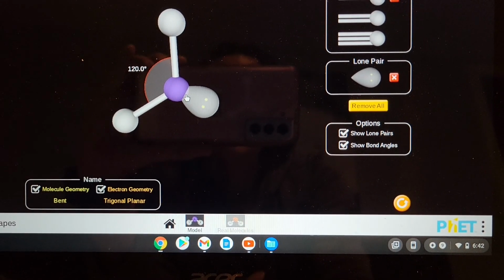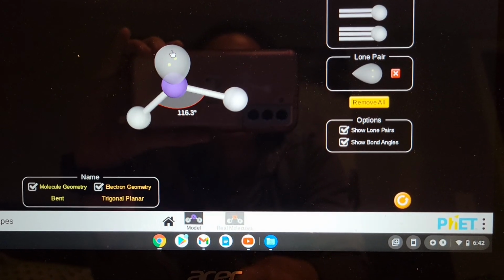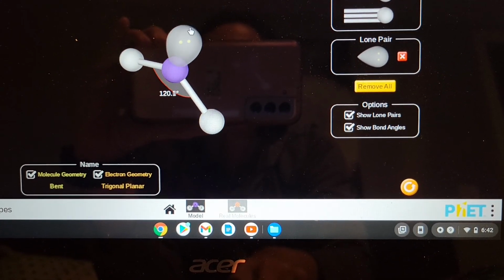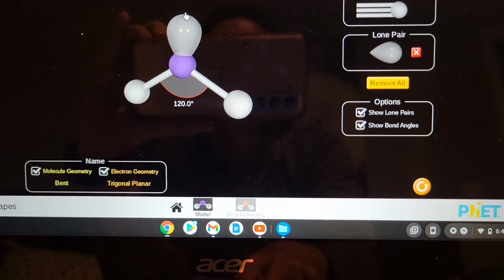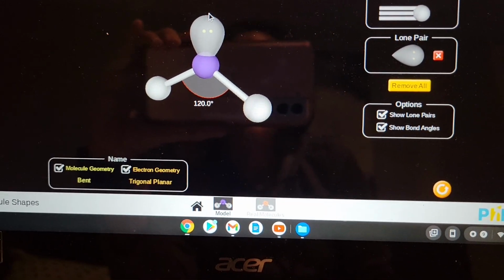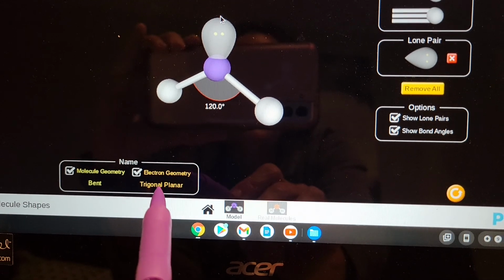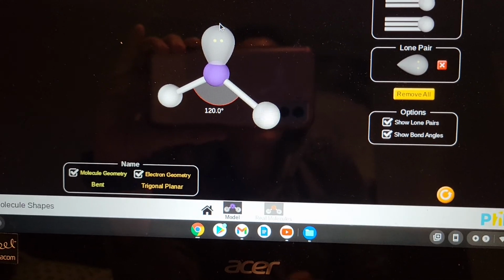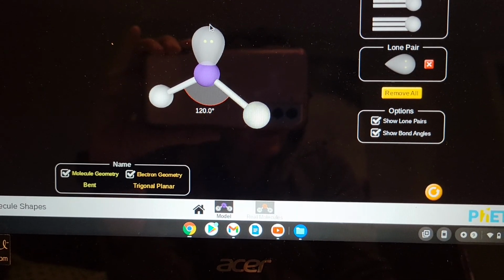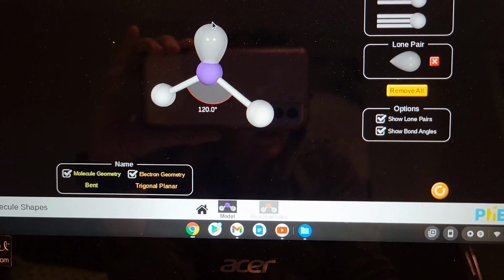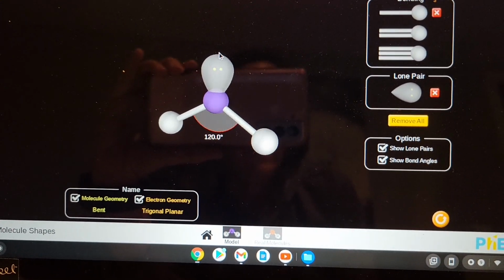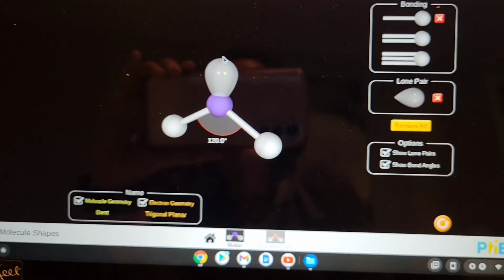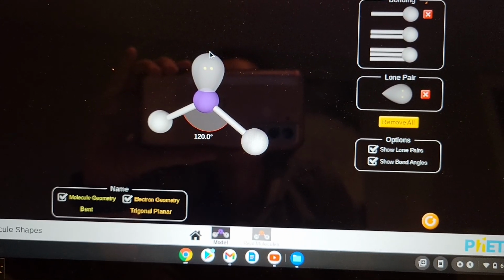Okay, so now we're going to go ahead and kind of move that around. Okay, so now if we look down at the bottom, our electron geometry is still trigonal planar because there's still 3 spots to put where the electrons are. So our electron geometry is still trigonal planar. But now our molecule geometry has changed to bent because it's missing one part of its Y.